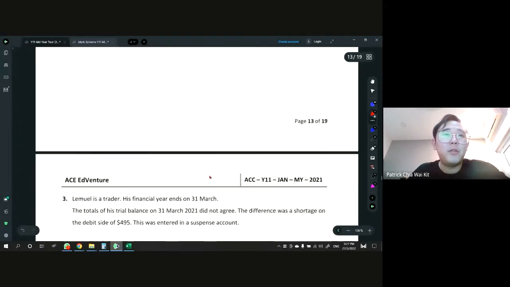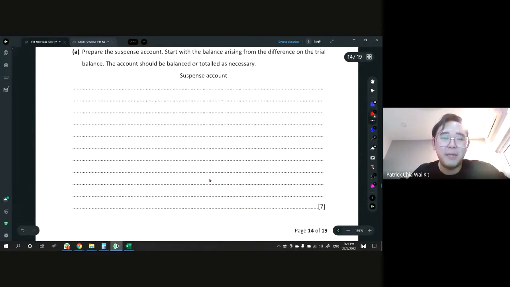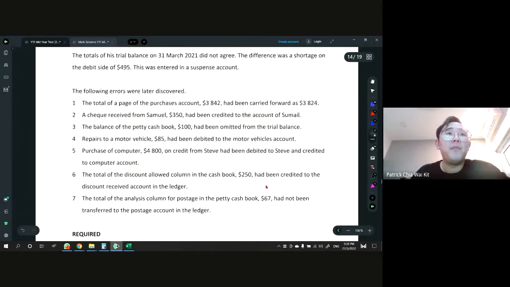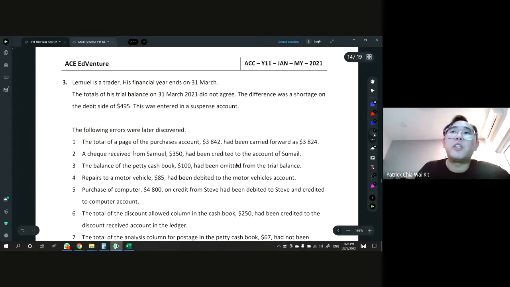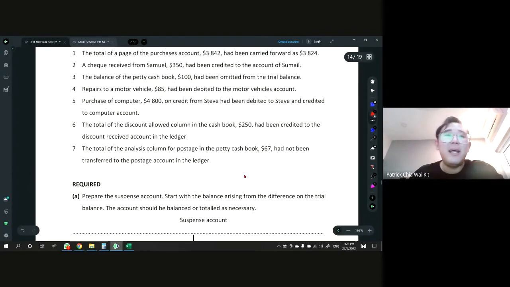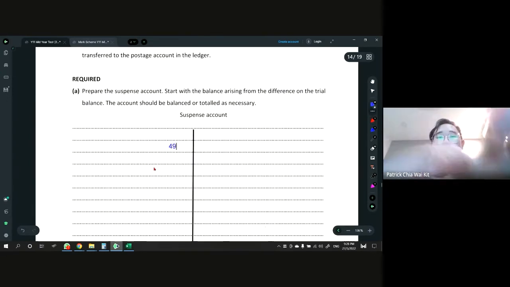So let's move on to the next one. Next one is suspense. Suspense means errors. Let me draw a line first. Now we have so many errors, so let's read the top part. The total of the trial balance did not agree. The difference was a shortage on the debit side, 495. So on the left hand side there is a shortage, so what we do is put on the left hand side straight away, 495.